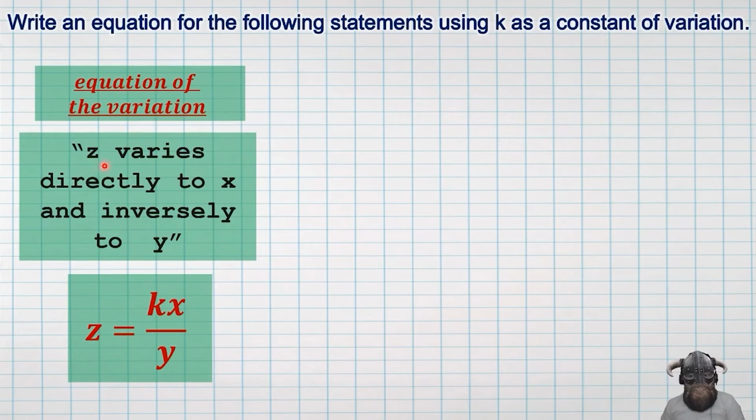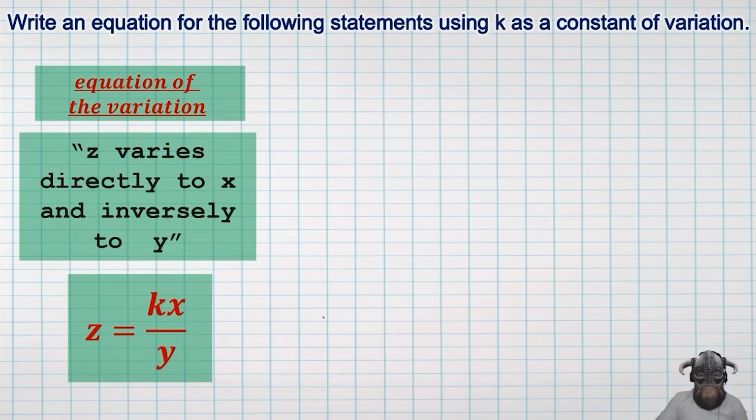So, the statement says z varies directly to x and inversely to y. So, we interpret it as z is equal to kx over y. So, direct kasi siya sa x, kaya katabi ni k si x and then inverse daw siya kay y. So, nasa denominator siya, di ba? Ganun naman kapag inverse variation, nasa baba ng k yung ating variable or yung ating isang quantity.